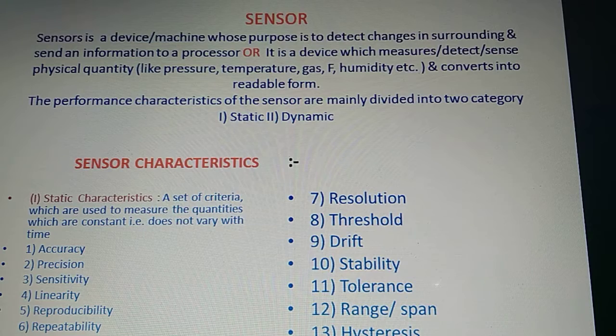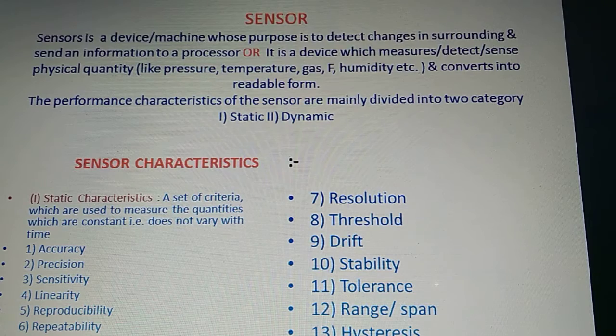And before that, we made the definition of a sensor. And what is this sensor? The sensor is nothing but a device which detects or senses a physical quantity and converts that into a readable form. Or the whole purpose of the sensor is to detect changes in the surrounding and send that information to a processor. This is called a sensor.